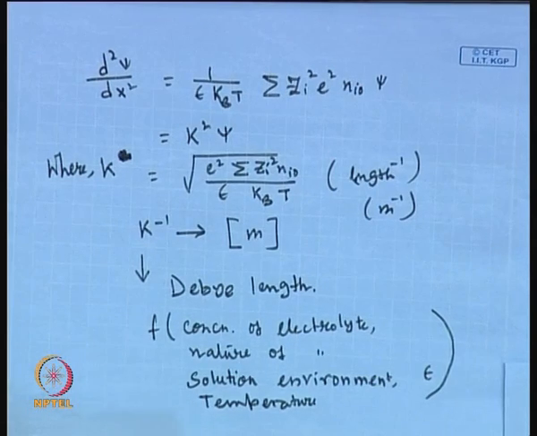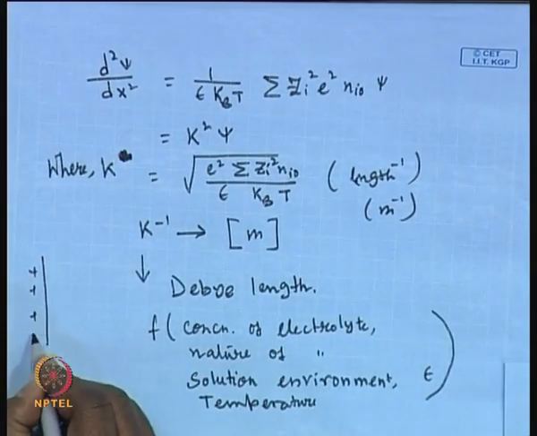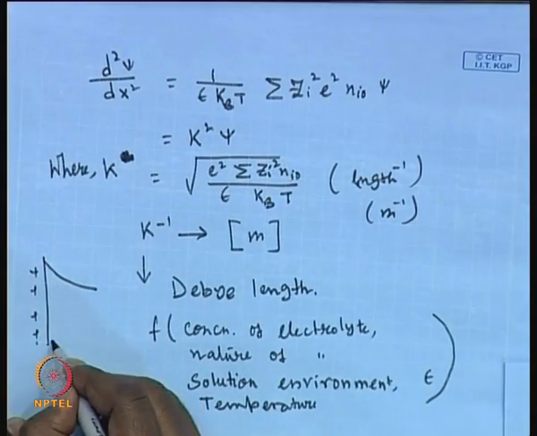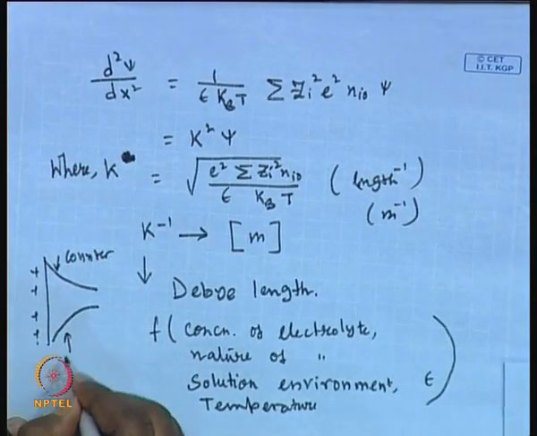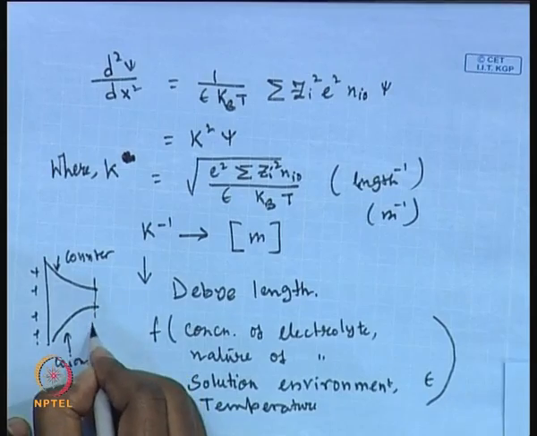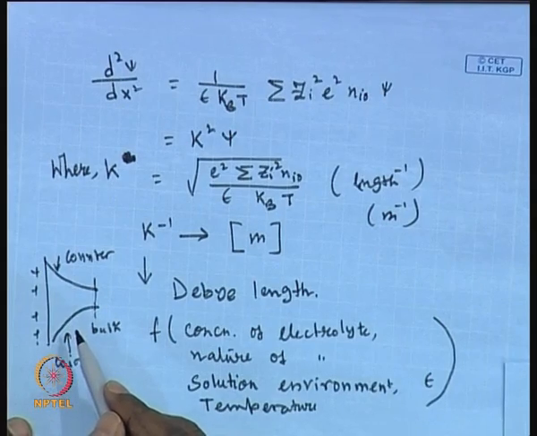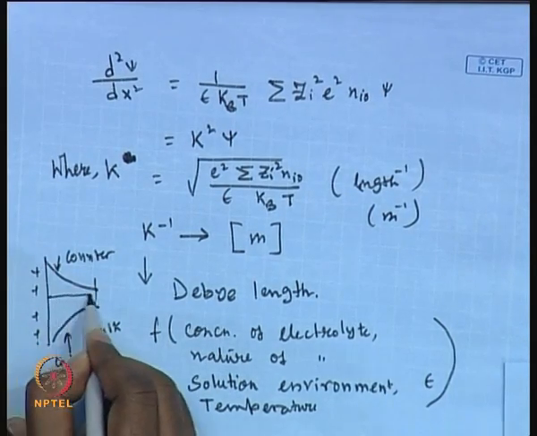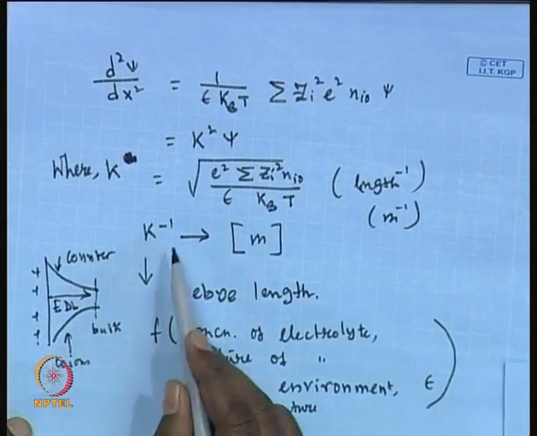And what is the physical significance of this Debye length? It gives an idea of the region. Suppose you put a charged surface in an electrolytic solution, and there will be a concentration profile of the counter ions and the co-ions, and this becomes the bulk of the solution. This distribution of the charges, as we discussed in the last class, is known as the electric double layer or EDL. So, this thickness is nothing but the EDL.